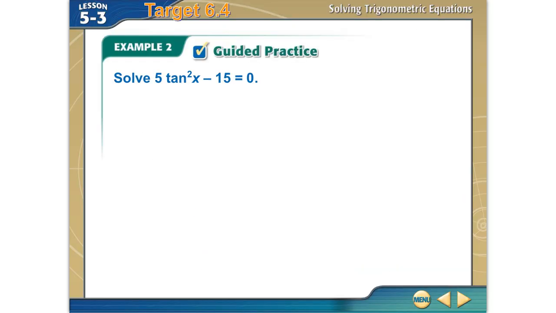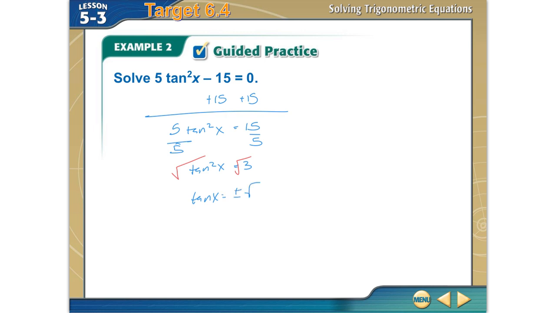All right. Okay, so this is just like our second example that we had. We just have a tangent function. It is squared, so we're going to need to take the square root at some point. So let's go ahead and start solving. We add 15 to both sides. We get 5 times the tangent squared of x equals 15. Divide each side by 5. And we get tangent squared of x equals 3. Okay? Then we take the square root of each side. And we get that the tangent of x equals plus or minus square root of 3.